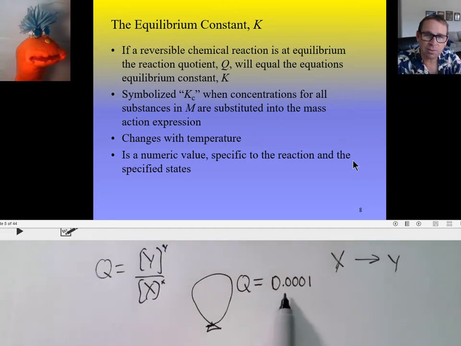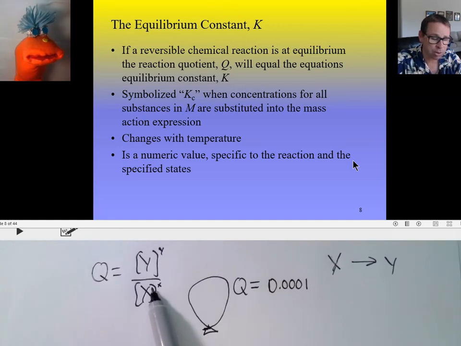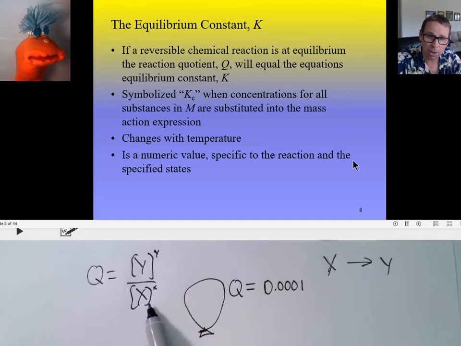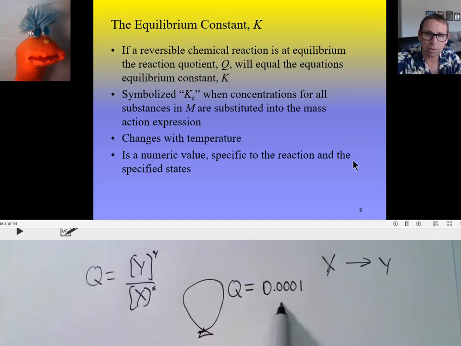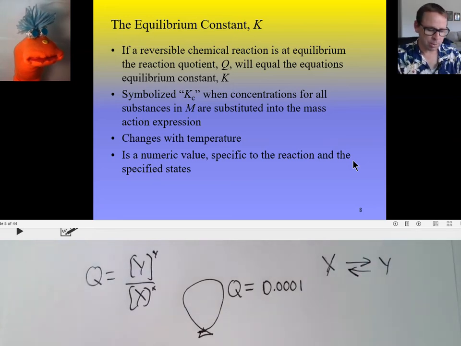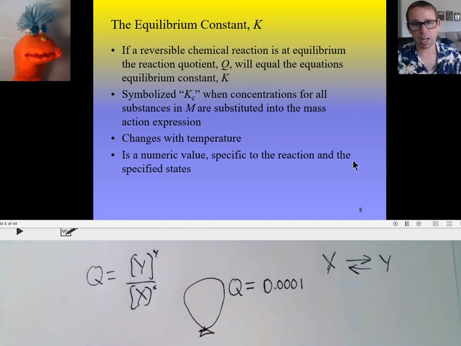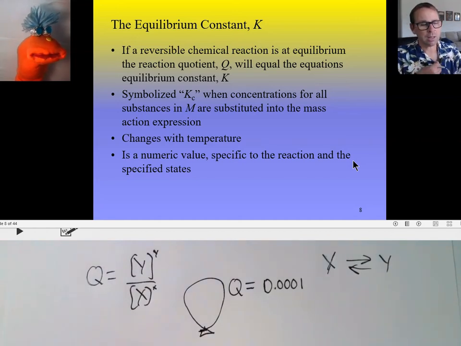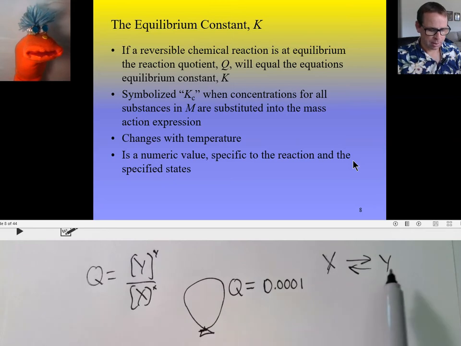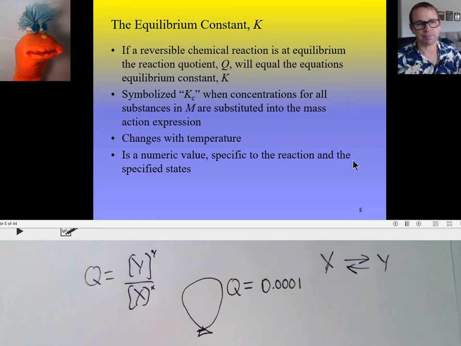So if this Q value is very low, what do we have to do to get a really tiny number? You need to have a low number on top and a high number on the bottom. So if there's a high number on the bottom, that means there's mostly reactants. Very good, mostly X. So if I gave you a very low Q number about the equilibrium of this reaction, it tells us right off the bat that there must be lots of reactants. If I had a very high number, that would mean lots of products. If I had a number close to 1, that would mean very similar concentrations.